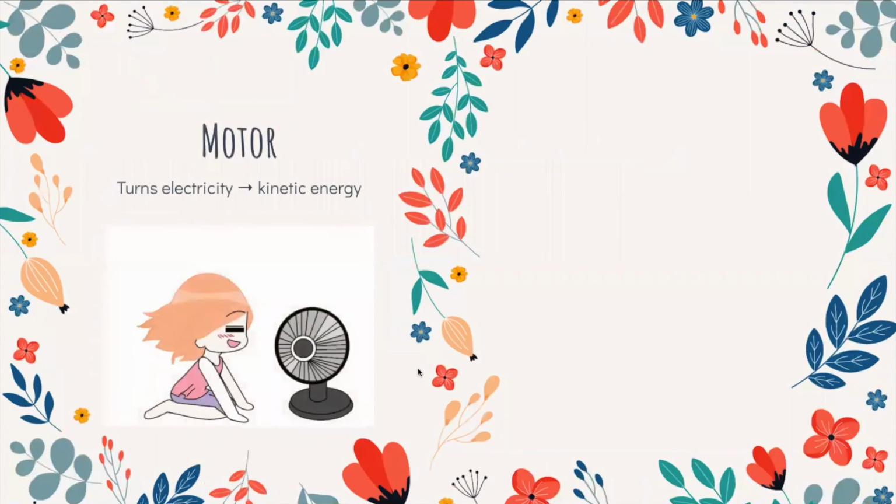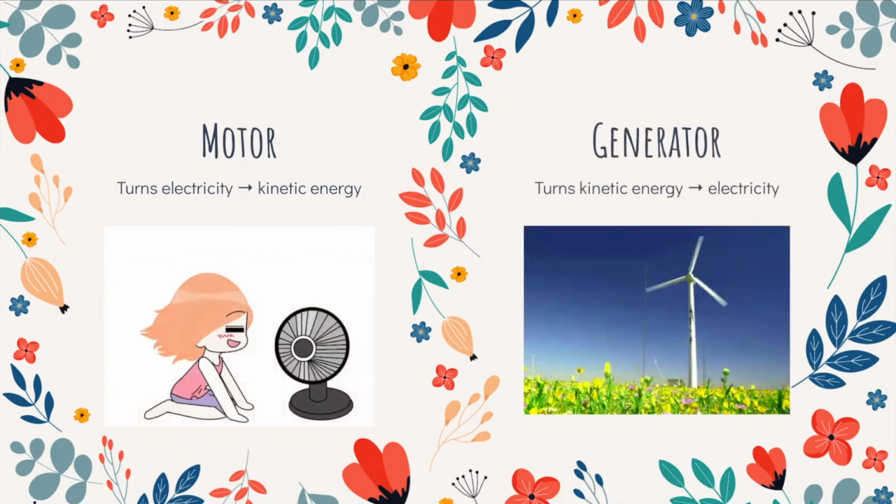So, to sum it up, to check if something is a motor, check to see if it runs on electricity. If it runs on electricity and creates motion, that's a motor, like an electrical fan. It runs on electricity and it creates kinetic energy. Whereas a generator could look very similar, but notice that this is taking kinetic energy from the wind and turning it into electricity.